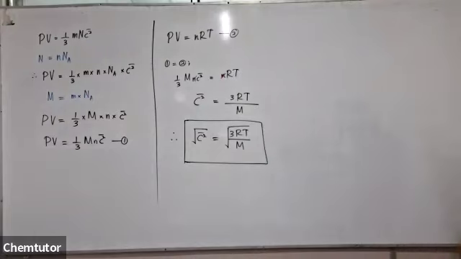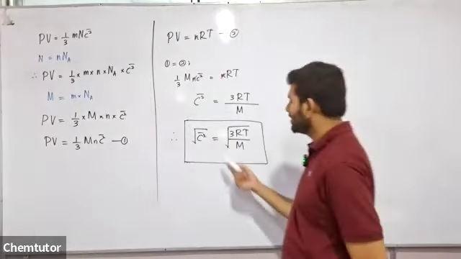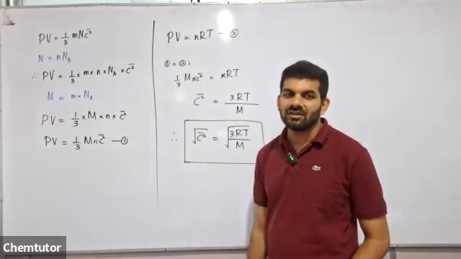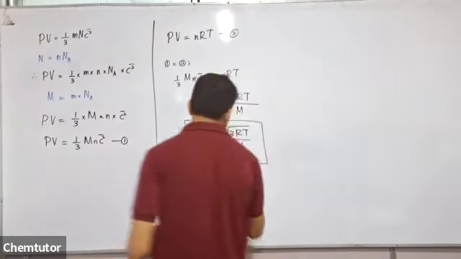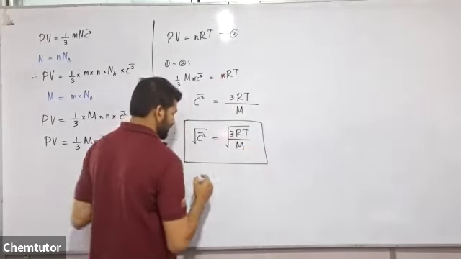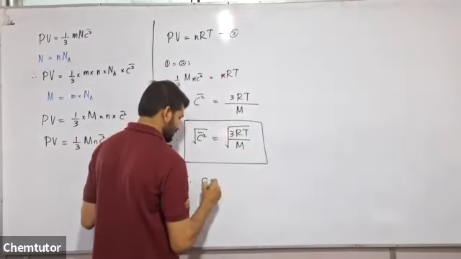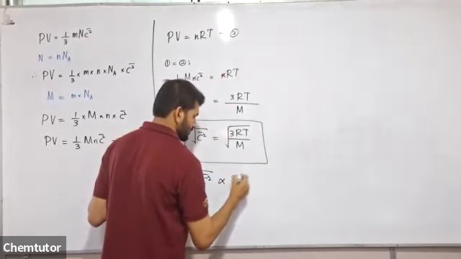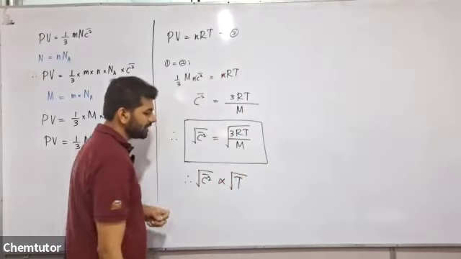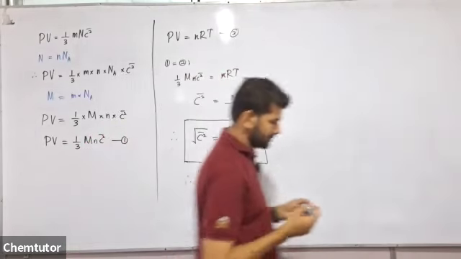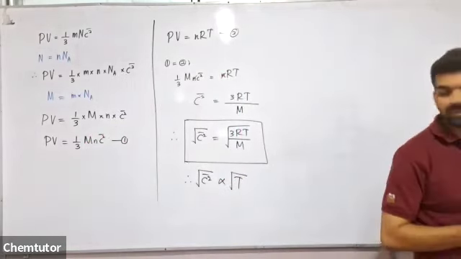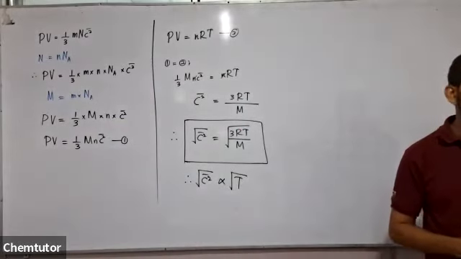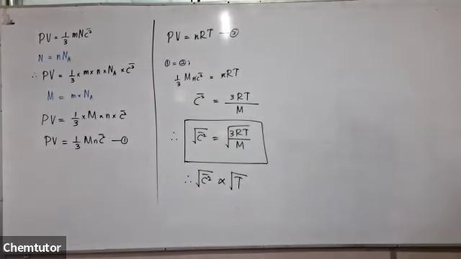So there we can see that the root mean square speed depends on what? The square root of the absolute temperature, no? Because all these are constants. Therefore, we can say root of c square bar is proportional to the square root of the absolute temperature. Right. You can copy it down.